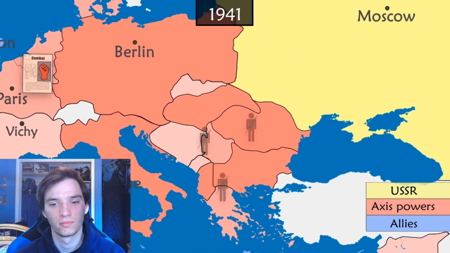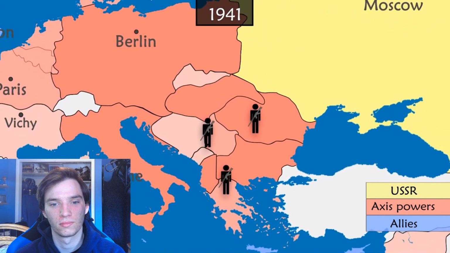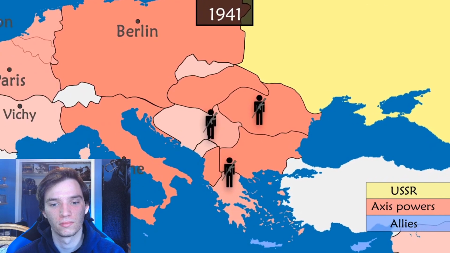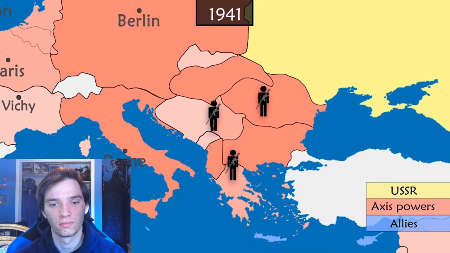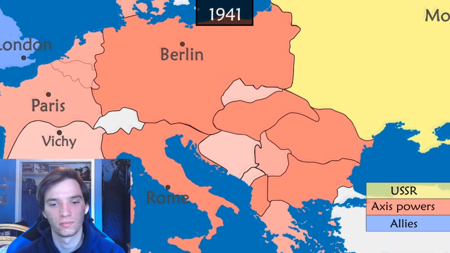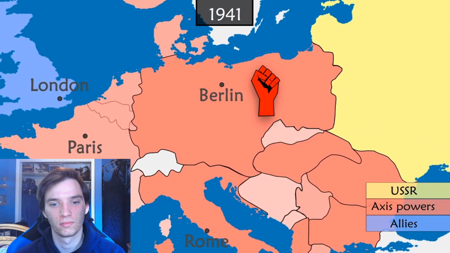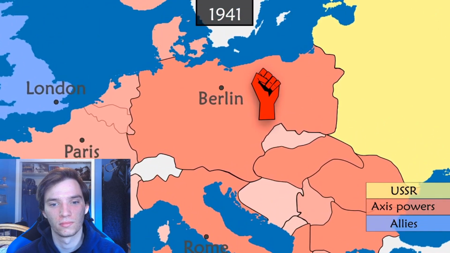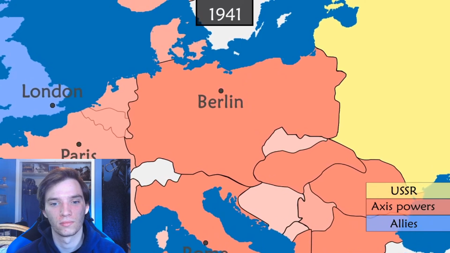In Eastern Europe, guerrilla forces undermine the Axis armies. In Yugoslavia and Greece, resistant communists and royalist groups confront each other. Germany isn't spared the anti-Nazi resistance, with some attempts to assassinate Hitler, which fail.